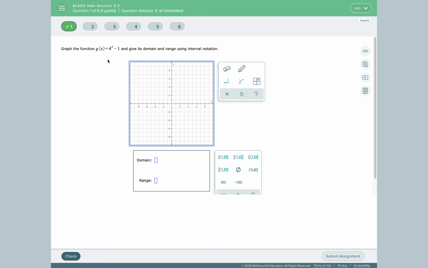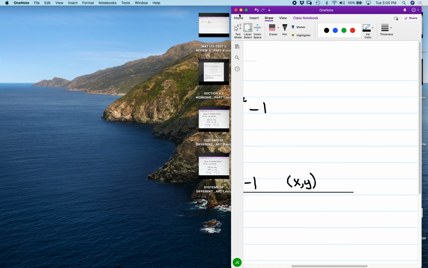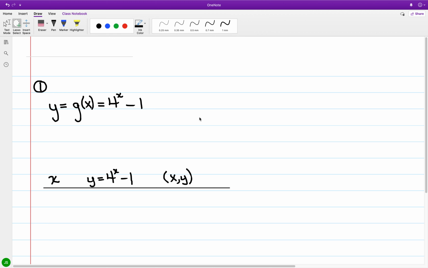Okay, for what we have in number 1, it says to graph the function g of x is equal to 4 raised to the x minus 1, and to give its domain and range using interval notation. Okay, so again, g of x is functional notation for what we otherwise say is going to be y. And so just for the setup, say y is equal to g of x, is equal to 4 to the x minus 1.